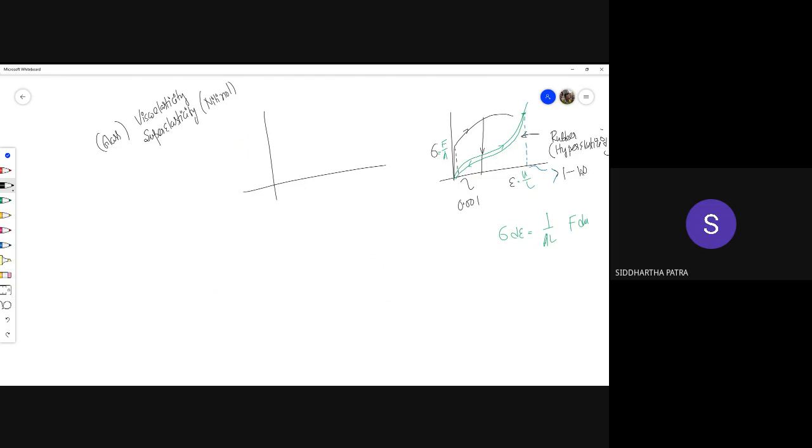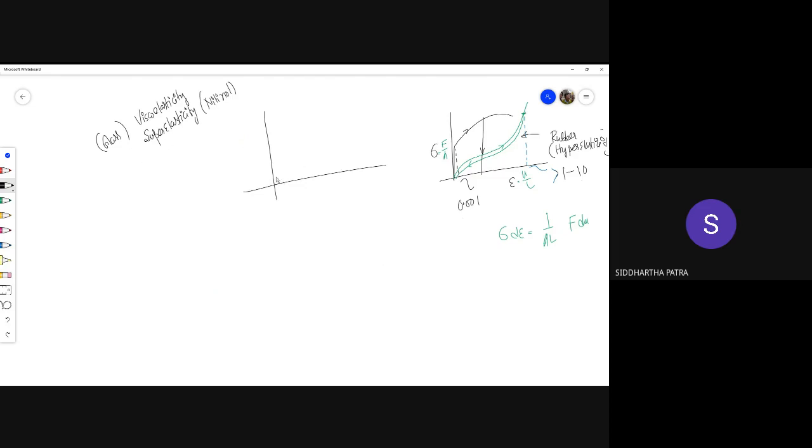Not all rubber materials, not always, but just a comparison of the order of magnitude. Here we are talking about 10, and here we are talking about 10 to the power minus 3. There are 4 orders of magnitude of difference. Now I'll come to my point, but I need to discuss a few things before that.